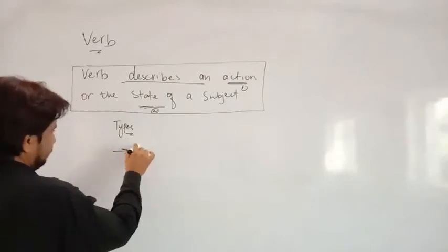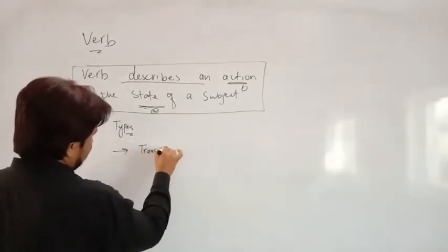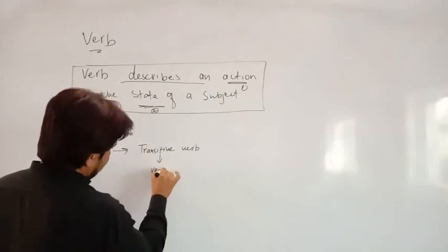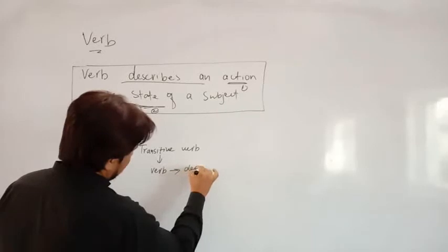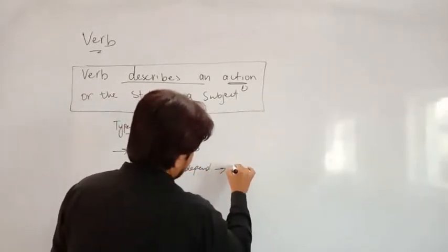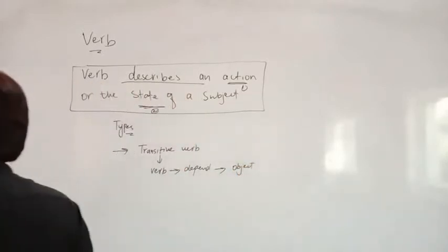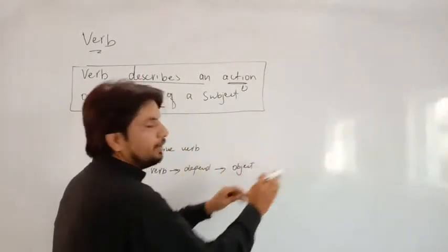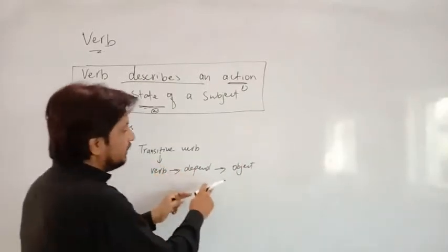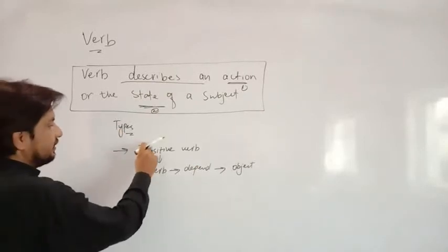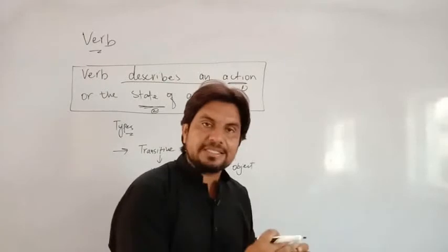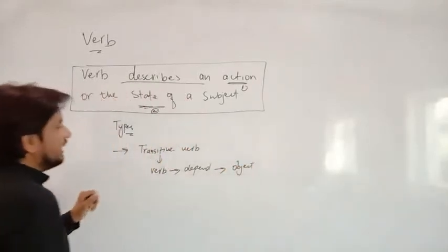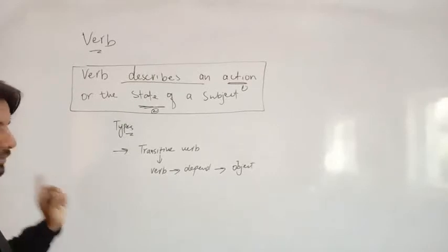Number one, transitive verb. What does it mean? Here, the verb depends on the object. When the verb is depending upon an object, it means that the verb used in that particular sentence is a transitive verb, because we are unable to understand the sense of a sentence without putting the object. So that particular verb is called a transitive verb.